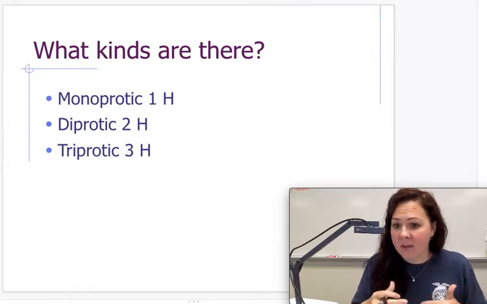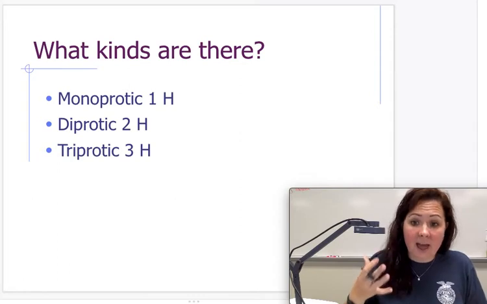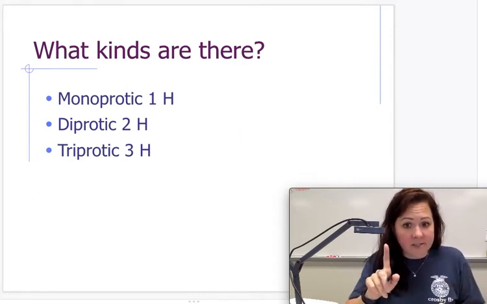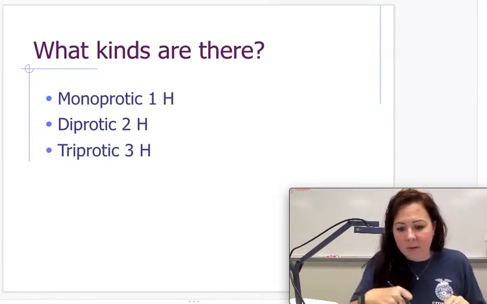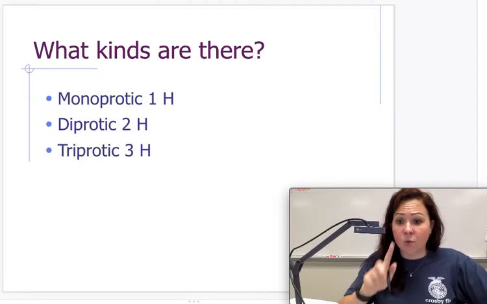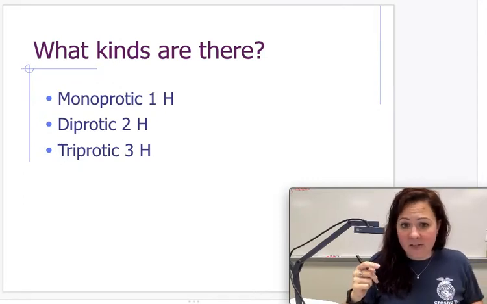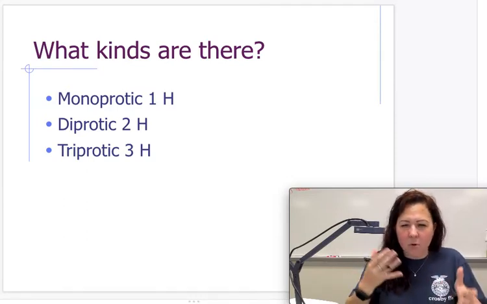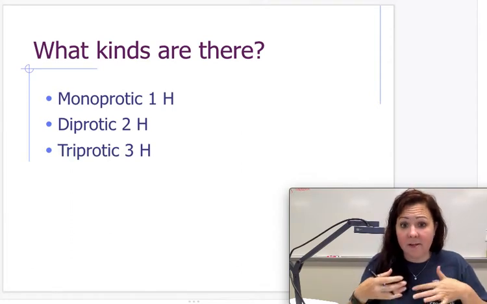The strength of the acid is relevant to that, because it can only get rid of one hydrogen at a time. Each time it bumps into something, it gets rid of one hydrogen. So the faster it can get rid of all of its hydrogens, the stronger the acid. The more steps it takes to get rid of the hydrogens, the weaker the acid actually is.